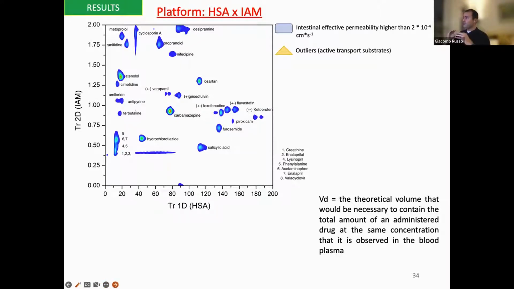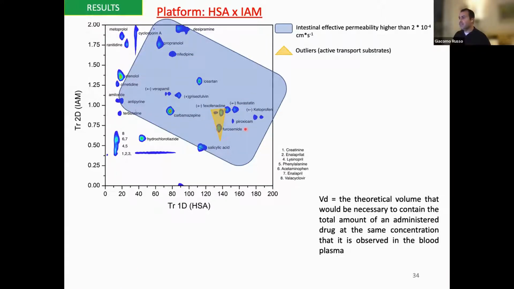If we just select the compounds having higher intestinal effective permeability, we could see that most of the compounds essentially clustered in this space, but these two were found to be active transport substrates. Essentially, IAM cannot really account for active transport mechanisms, because it happens through a protein channel, which is not really represented by the structure of the stationary phase.